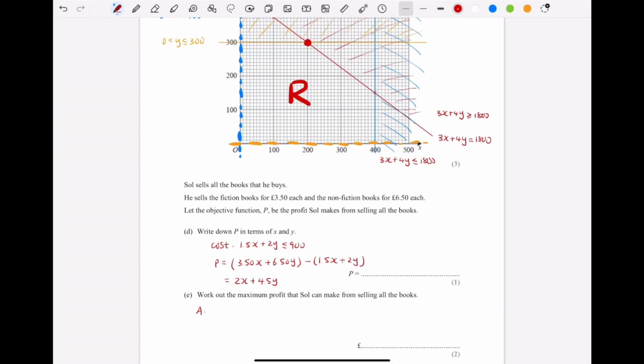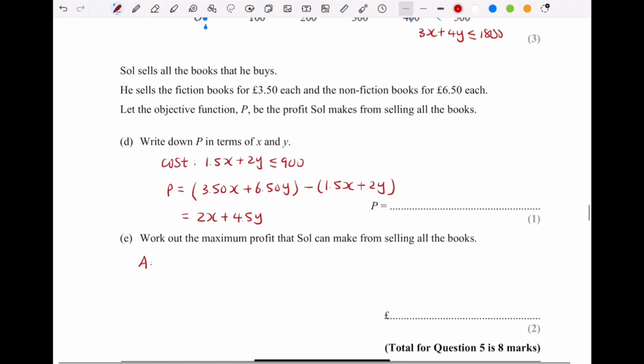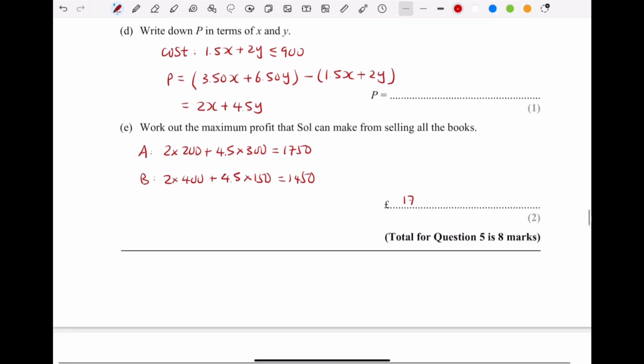So what we want to do here is check these corner points. Point A has coordinates of 200 and 300. By substituting that back into the equation we got in part D, we have 1,750. Point B has coordinates of 400 and 150. We will get 1,450 from point B. As we can see, A gives us the maximum profit.